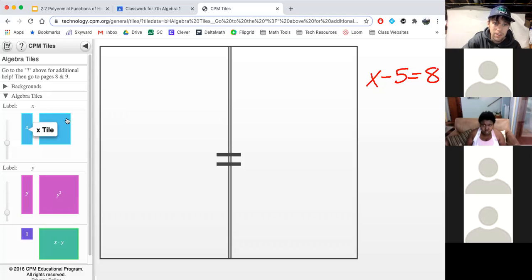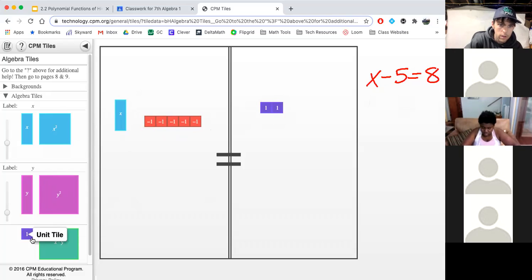So I have an x, so I'll drag an x tile, and then I have -5. So that's 1, 2, 3, 4, 5. And they were minus, so those should be negatives. Whenever it's a minus, that's the same thing as this being a negative. And that is going to equal 8. Okay, so 1, 2, 3, 4, and I will copy and paste that so that I have 8. And that 8 is positive over there, so positive tiles this time.